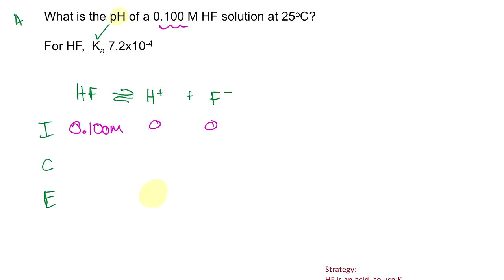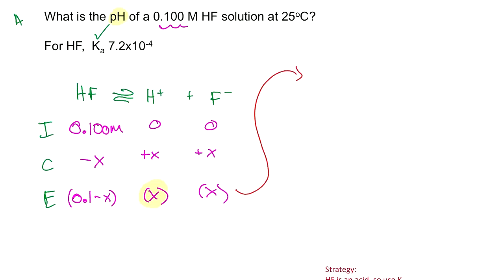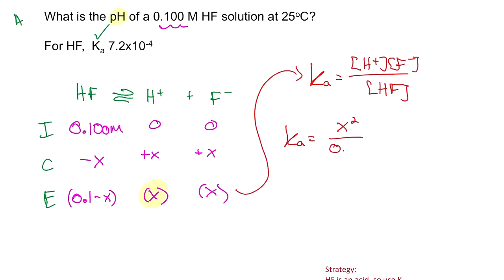So which way does this reaction have to go? Forward, so minus X, plus X, plus X. And so at equilibrium there is 0.1 minus X of the HF that's intact, but then X amounts of H plus and F minus. As always with ICE tables, we want to take that E line and put it into our Ka expression. Ka is equal to products over reactants, so X squared over 0.1 minus X, and set it equal to the Ka value that's given. So 7.2 times 10 to the negative 4, perfect.